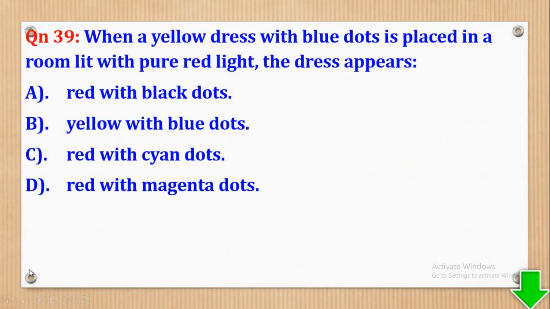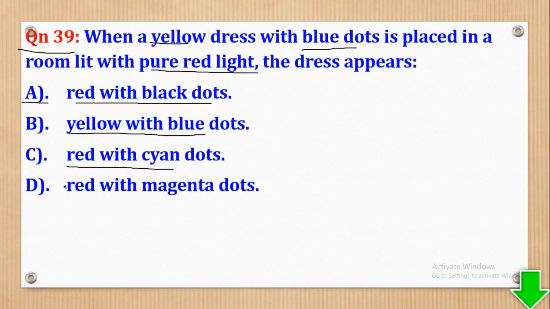So that was question 38. Now we shall go to question 39. When a yellow dress with blue dots, know this word, yellow dress and blue dots, is placed in a room lit with pure red light, the dress appears, option A, red with black dots, option B, yellow with blue dots, option C, red with cyan dots, and option D, red with magenta dots.